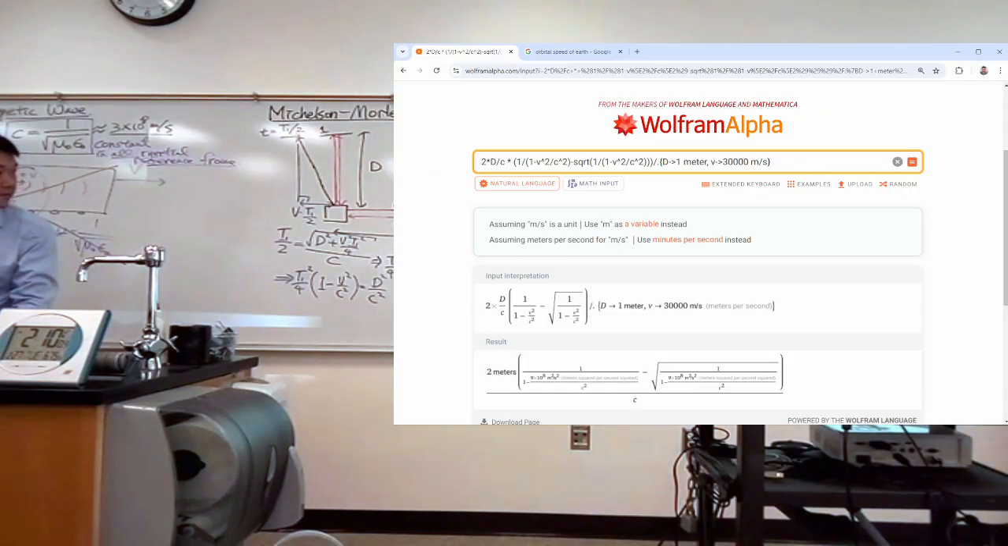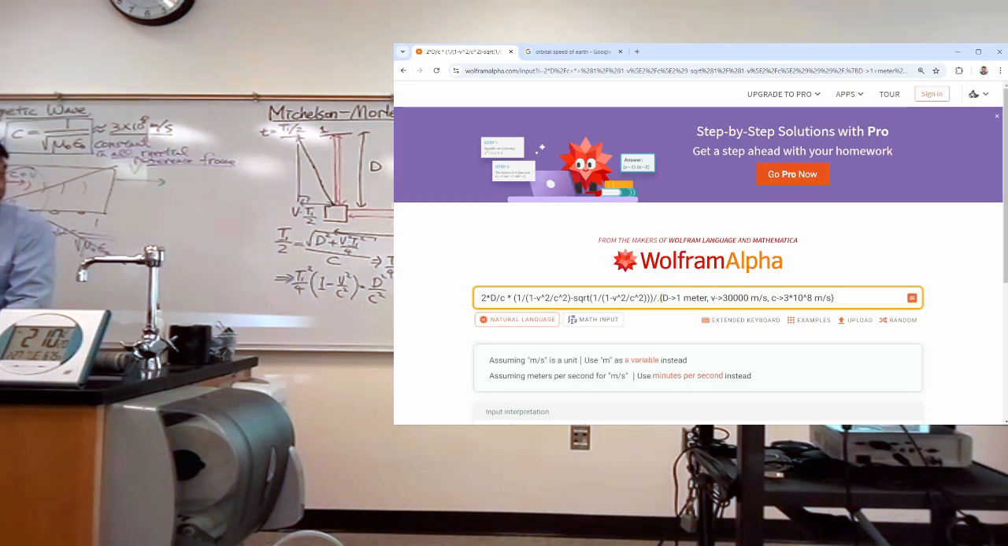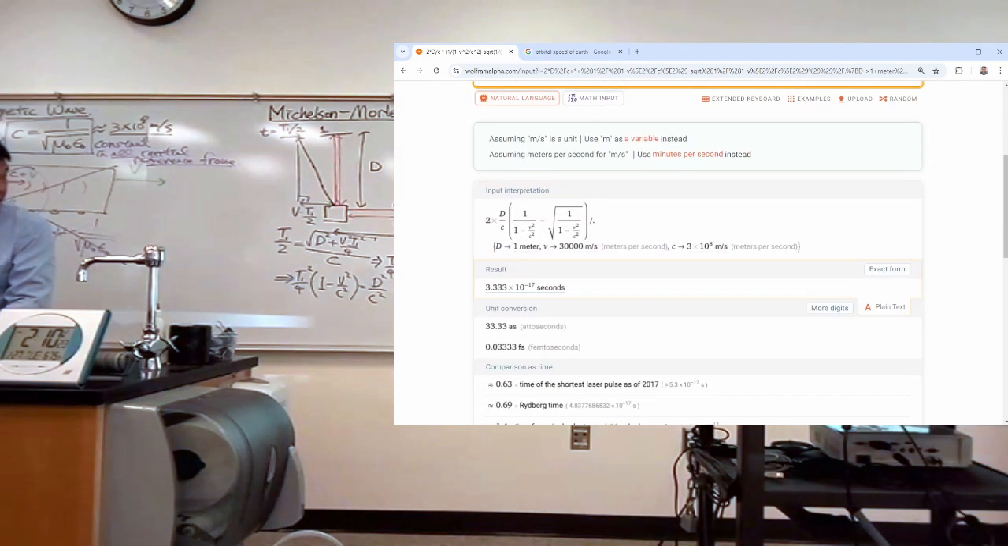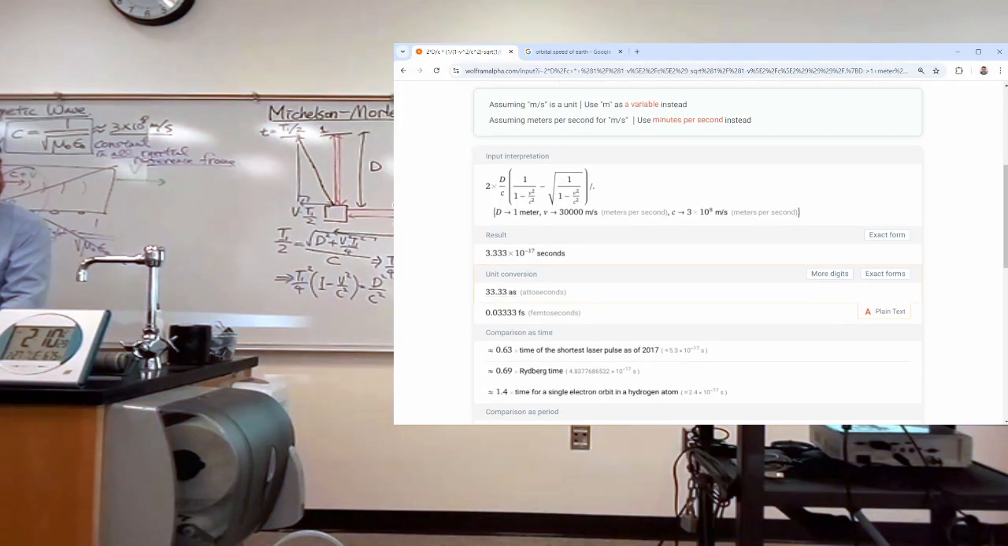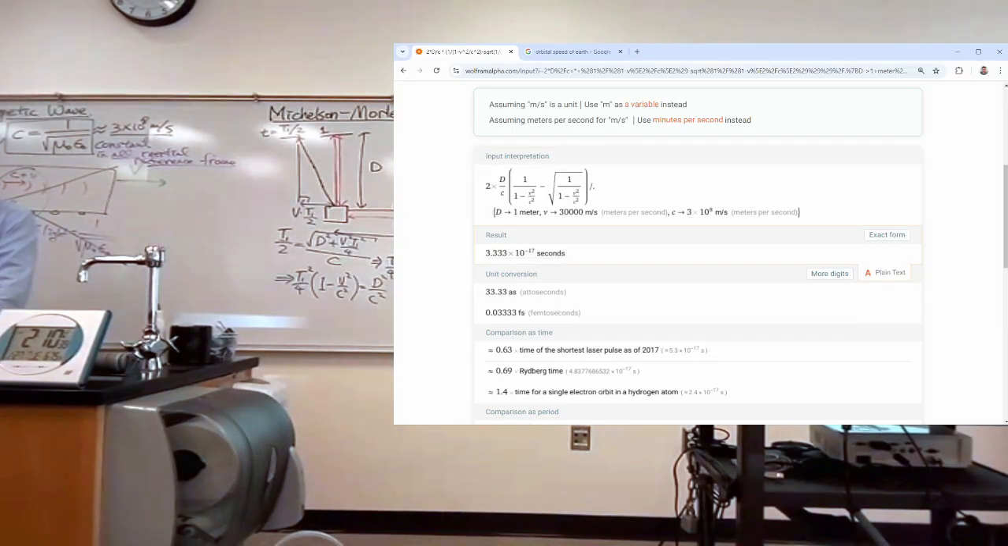All right. So let's see. They are not putting in a number for C. Let me do a number for C. C is about 3 times 10 to the 8 meters per second. Once again, I'm still using Wolfram language. Okay, 3 times 10 to the 8. Did I do something wrong? Oh, correct the formulas. 1 meter, 30,000 meters per second. All right, for the time, we get 10 to the minus 17 seconds.